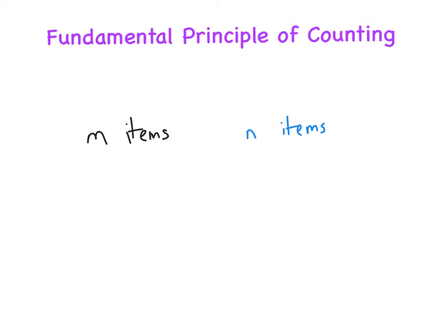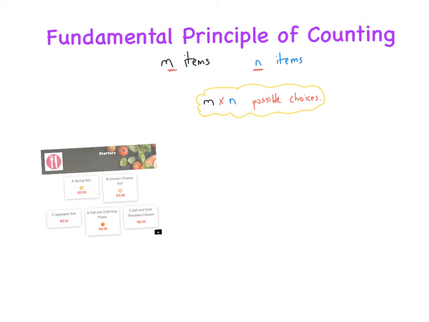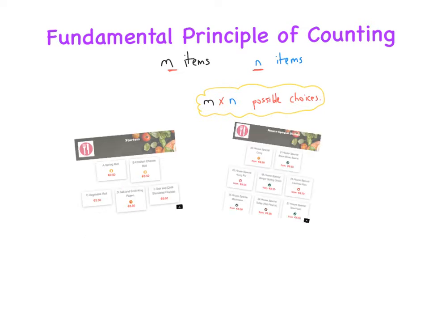since we first began probability, and it basically says that if we have m items and we have n items, that gives us m times n possible choices. Okay, so say for example we were at a restaurant. We're going to go to the Chinese in Tyrrellstown here, so we've decided you're going to have one starter and one thing from the house special dish. So how many possible options do you have?